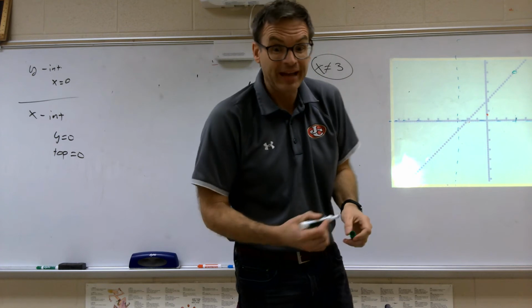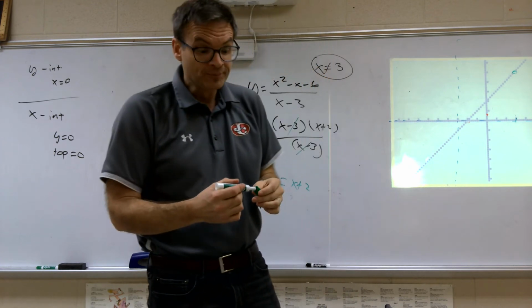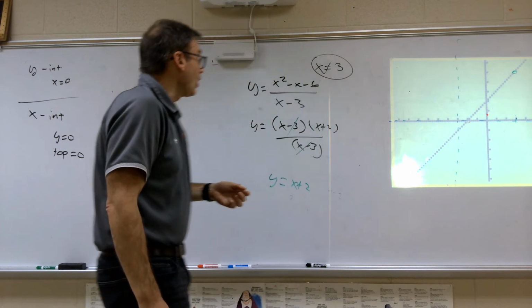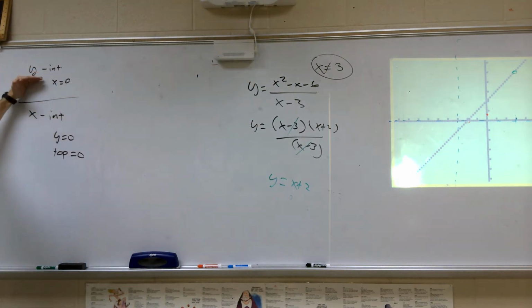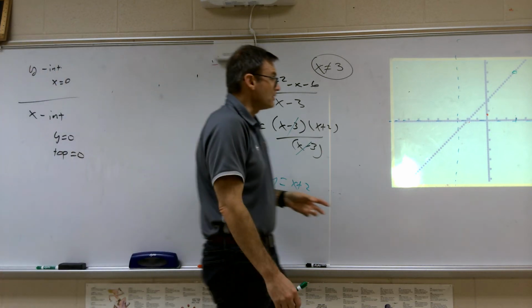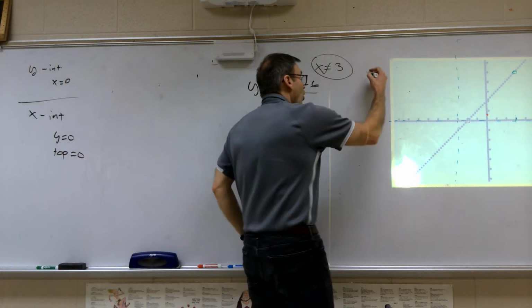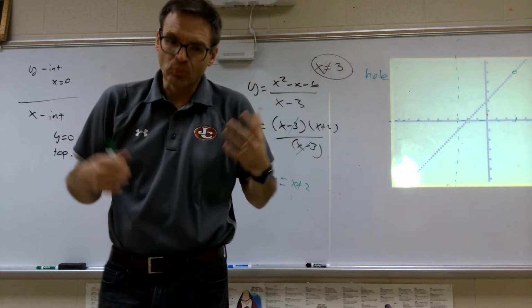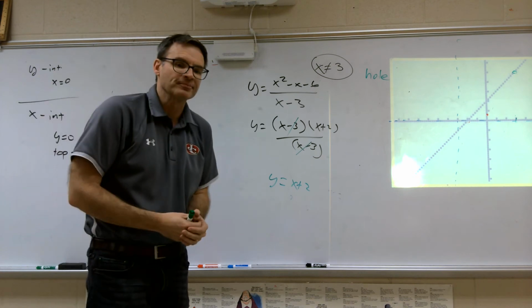In fact, it's not called a gap. Its technical term is called a hole. And that's the third element today. We talked about y-intercepts, talked about x-intercepts, and the tricky part of today's lesson is I need to talk about a hole. Okay? So what causes a hole and how do you find them?